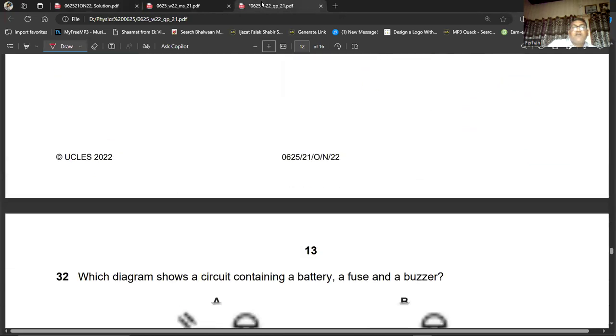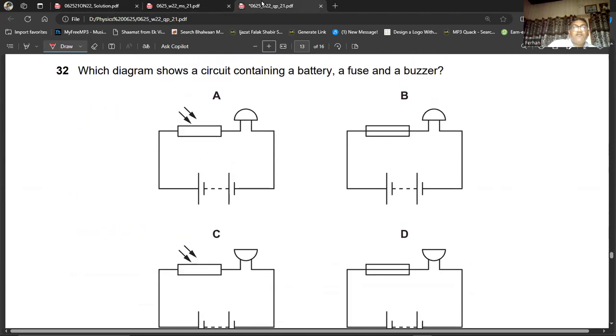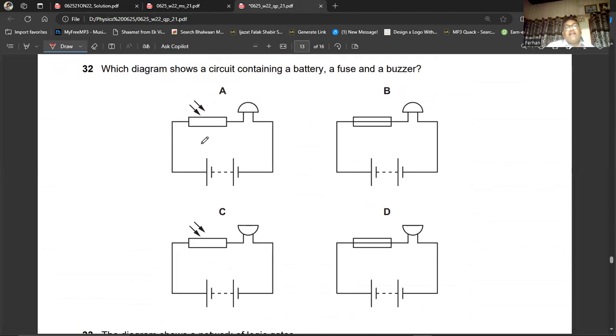Okay, so we are going to the next part. Which diagram shows a circuit containing a battery, a fuse, and a buzzer? Okay, so this is the symbol of a cell. This is the symbol of an LDR. This is the symbol for the fuse. So these two are LDRs. These are not fuse. And here we have fuse. This is the symbol for cell, and this is the symbol for buzzer. Buzzer, alarm, you can say.